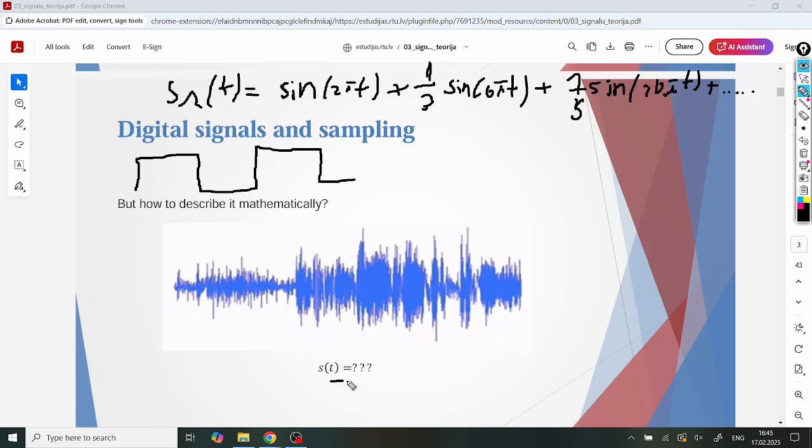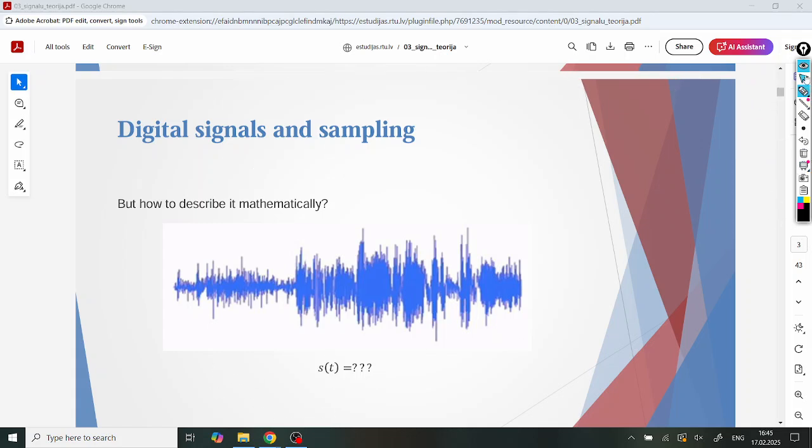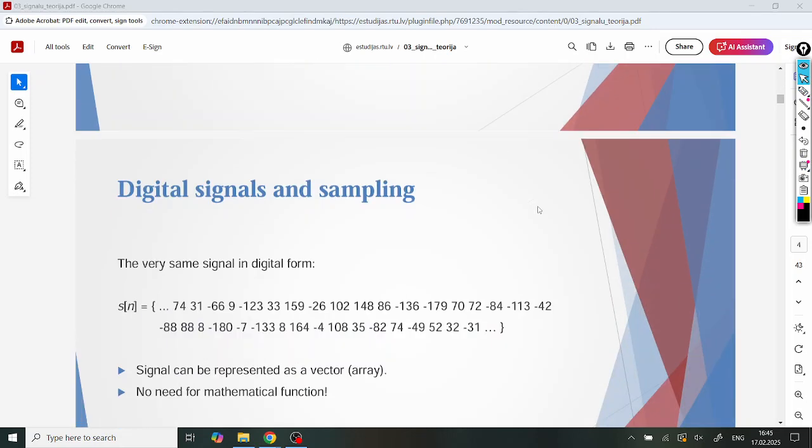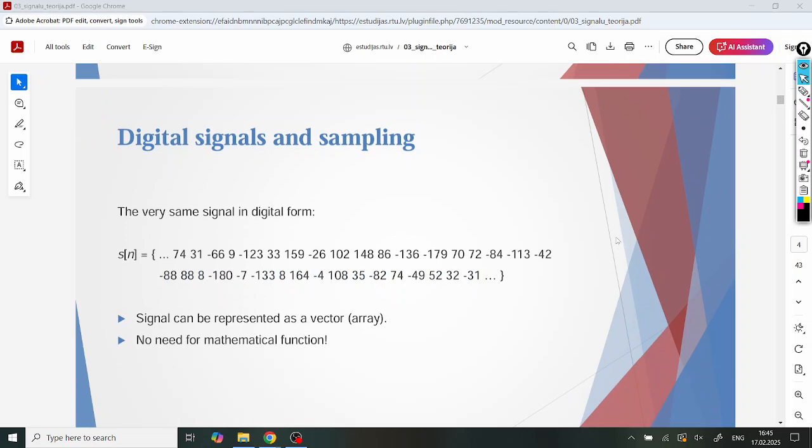Now, how about this signal? How should we describe this as a formula? Well, the good news and bad news are the same: we can't and we don't have to. For us, this signal is rather a sequence of numbers, just samples and nothing else. We don't really need to know any kind of formula, no matter how complex or simple it is. It's just these numbers that are interesting for us.